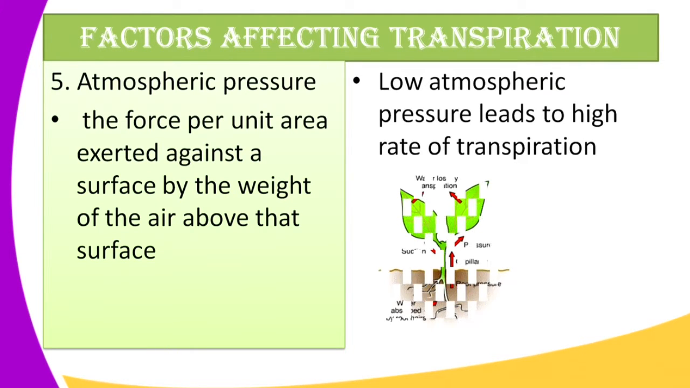At low atmospheric pressure, it will lead to a high rate of transpiration. The reduction of pressure reduces the density of the external atmosphere. This allows more rapid diffusion of water. So the plants growing on hills show a higher rate of transpiration because of the low atmospheric pressure, and vice versa. When the atmospheric pressure is high, it leads to a low rate of transpiration.